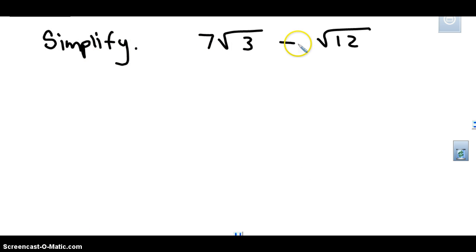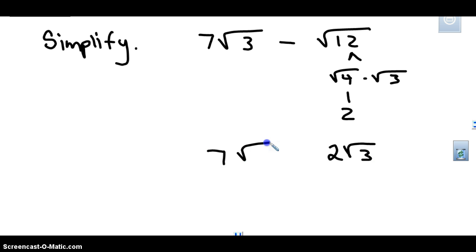Simplify 7 times the square root of 3 minus the square root of 12. Do we have like radicals? No. Because we do not have like radicals, we need to simplify to see if we can make these like radicals. So can we simplify 7 square root of 3? Can we simplify the square root of 12? We could say the square root of 4 times the square root of 3. So the square root of 12 simplifies to 2 square root of 3. So now our problem would be 7 square root of 3 minus 2 square root of 3. Are these like radicals? Now that they're like radicals, what do we do? Subtract. So 7 minus 2, 5 square root of 3.